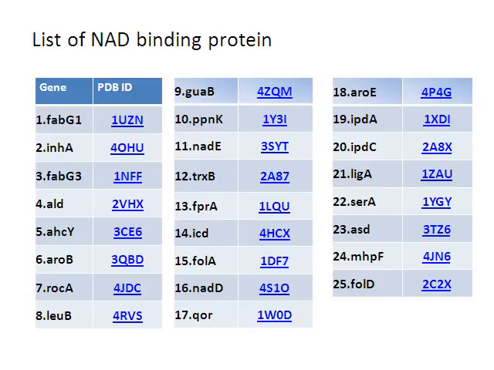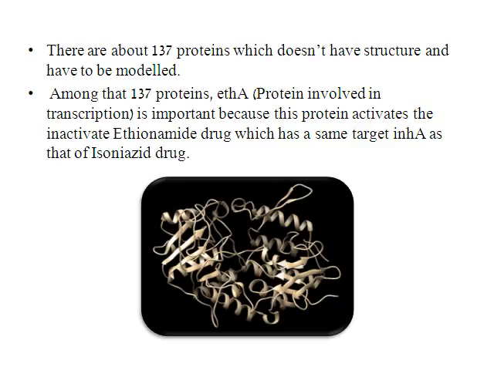There are 25 proteins with a structure, and by accessing the PDB ID, we can download their protein structures. For the protein without a structure, we have modeled the protein ETH because of its importance, and this is the protein structure of ETH, and it is validated by a Ramachandran plot.